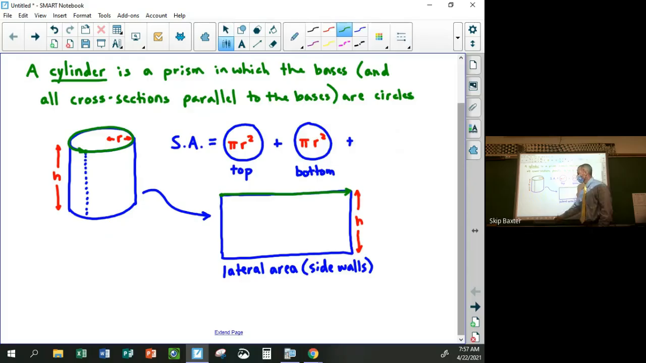What's the formula for circumference of a circle? 2 pi r. So this is just 2 pi r. So the total area of the lateral sidewalls of this cylinder are length times width, which is 2 pi r times h.